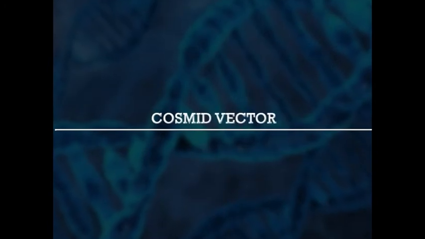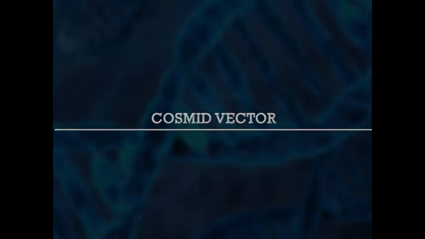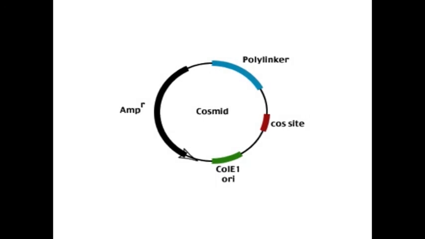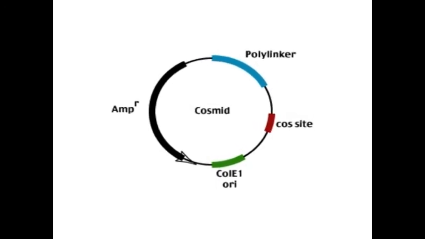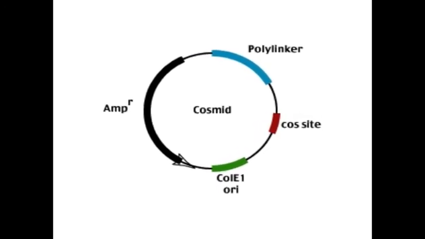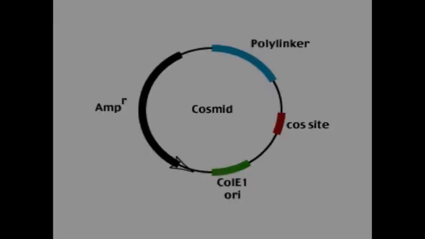Next, we have cosmid vector. Cosmid vector consists of components of plasmid and parts of lambda DNA. The lambda DNA portion present in the cosmid includes the cos site and the sequences required for binding and cleavage by terminase, so that under appropriate conditions they are packaged in vitro into empty lambda phage particles.